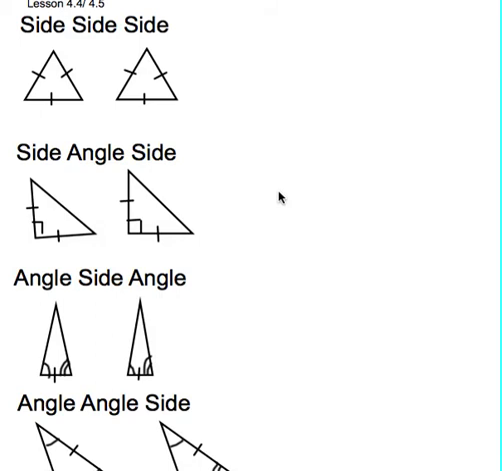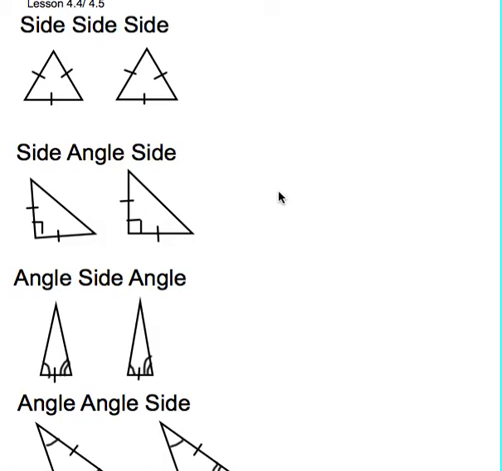So the side-side-side theorem is three sides of a triangle are congruent to three sides of another triangle. If the sides are equal, it doesn't matter if it's flipped around. If the sides are equal, then the two triangles are congruent.